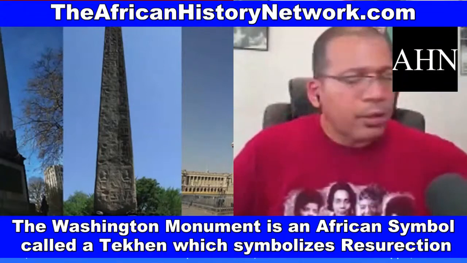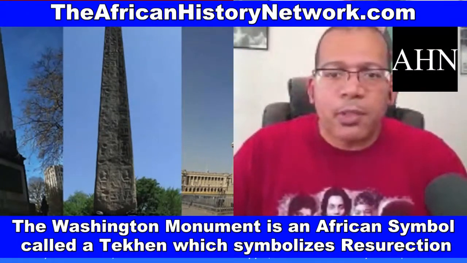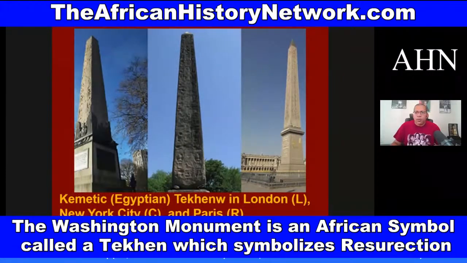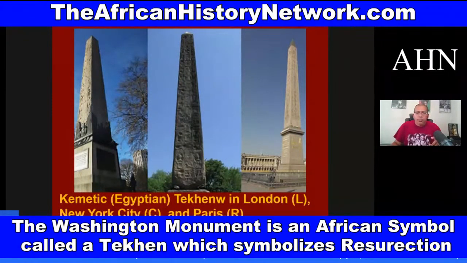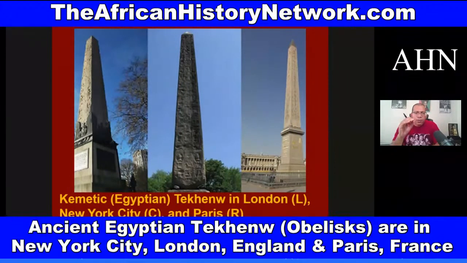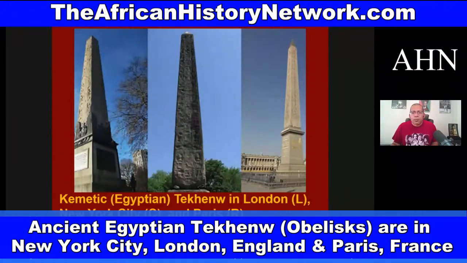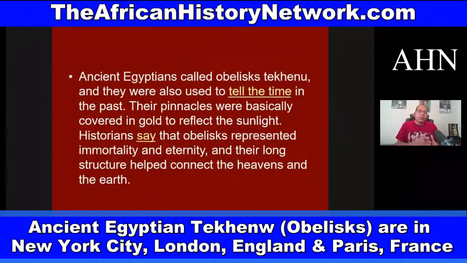This book here deals with how the layout of Washington, D.C. is based upon ancient African principles. Okay. So we see the tekenu on the left is from London. Okay. We see the one in the middle, New York City, and the one on the right, Paris, France. Okay. And this is a symbol of resurrection coming from the story of Asar, Aset, and Heru.